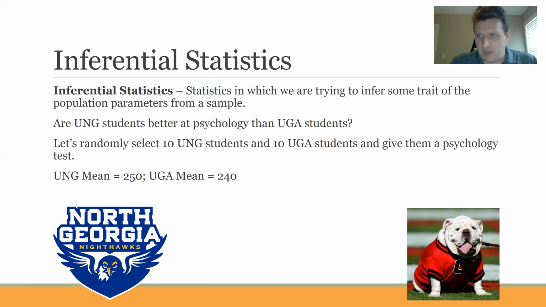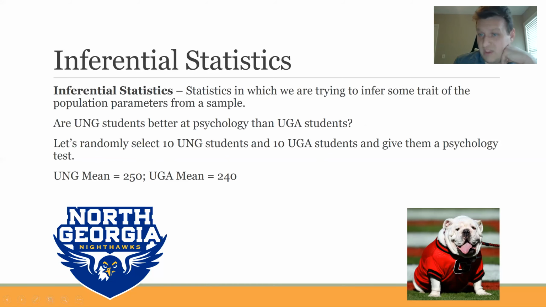All right, we are better at psychology than UGA students. Maybe, right? This could reflect a real difference in the population, but this could just as easily reflect a difference in just random sampling. Maybe it's the case that we selected psychology majors at UNG and we selected non-psychology majors at UGA. Maybe we randomly selected the smarter UNG students and randomly selected the dumb UGA students, okay?